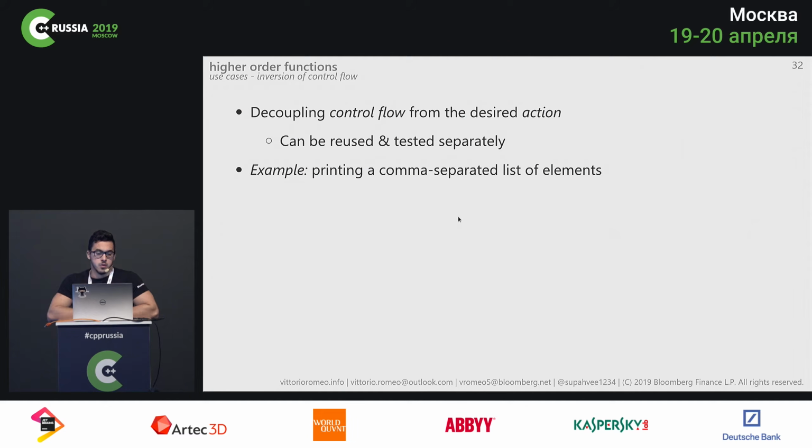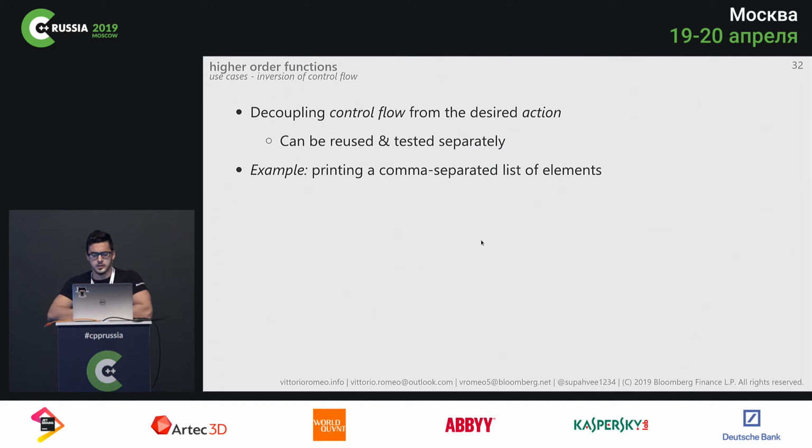So the idea here is that we want to decouple the control flow from the desired action. And as I mentioned, you can test them separately. So you can test your action without complicated control flow, or you can test your complicated control flow with a simple action. So you don't have to deal with complicated cases when writing unit tests. And obviously, they are also prone to reuse.